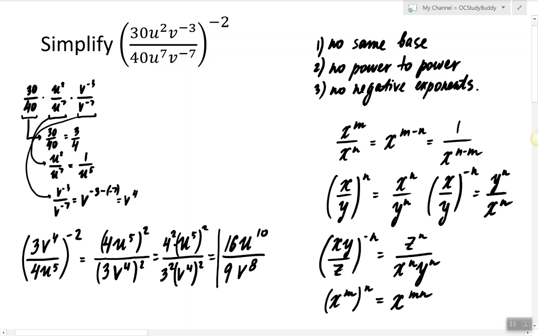So now if we look at this expression, we can see how all of the three conditions are satisfied. So the same base doesn't appear more than once, there is no power to power, and there are no negative exponents. Therefore, this expression is written in the simplest form.